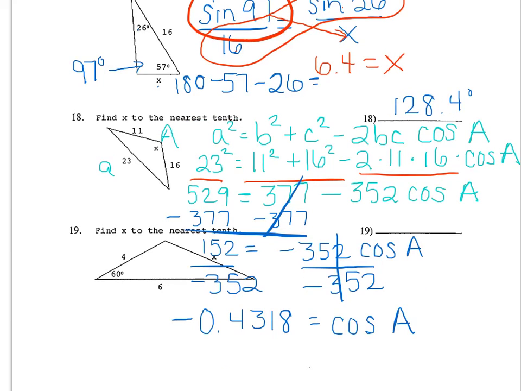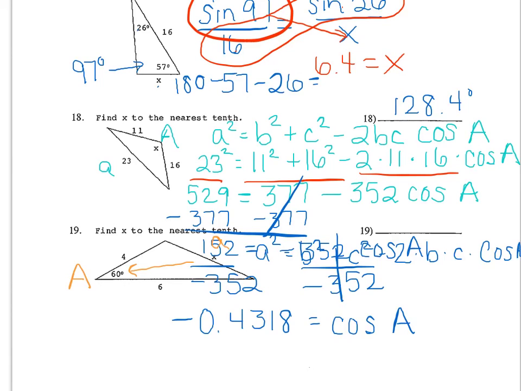We're finding x, the nearest tenth. So I see that I have x across from 60, but I don't have angles to go with either one of these sides. So this is again going to be a law of cosines problem. The formula again is a squared equals b squared plus c squared minus 2bc cosine of a. And I'm going to put the a next to my variable. So this is side A this time, which makes the angle across from it angle A.